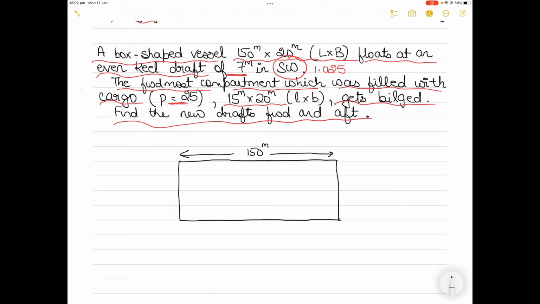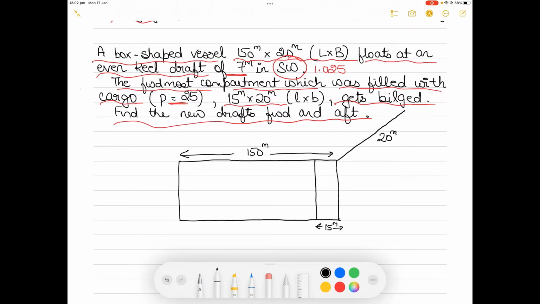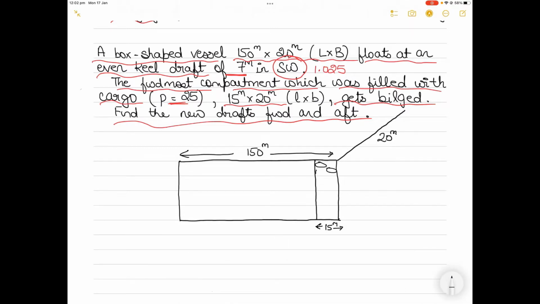So 150 meters is the length of the compartment, and the breadth or the width I cannot show. This is not a three-dimensional diagram, so I will draw something like this, and this becomes 20 meters, which is the breadth of the ship. All right, and also it will be the breadth of the compartment because the breadth of the compartment is the same as the breadth of the ship. And then the forwardmost compartment is somewhere here, and the length of this compartment is 15 meters. Am I right? Yes. All right, so I'm not to scale, but as best as I can. And then let's fill this compartment with some cargo. So there is some cargo here, and the permeability of this compartment is given as 25.